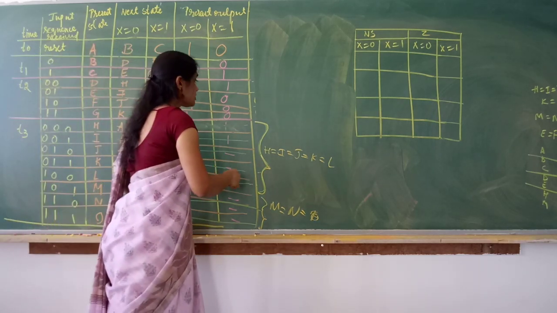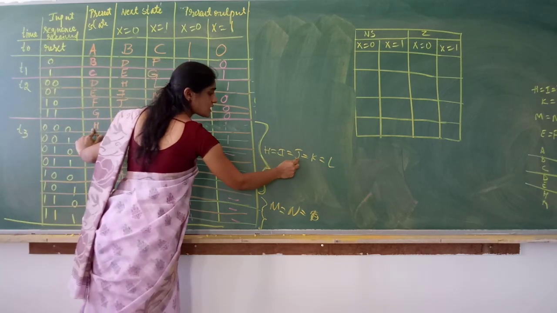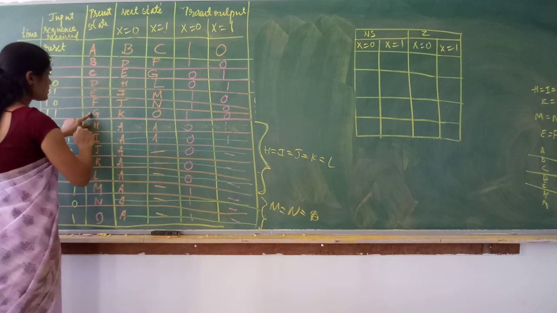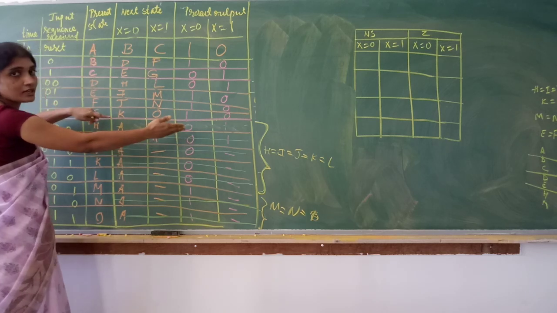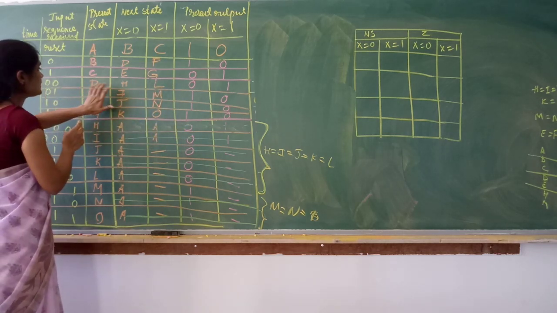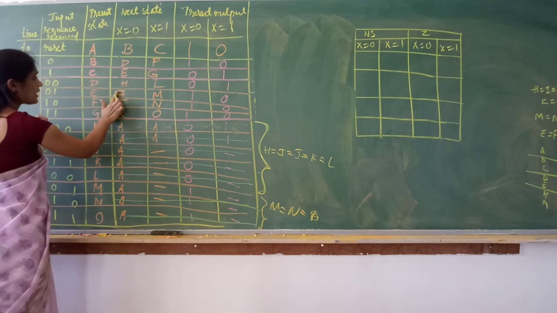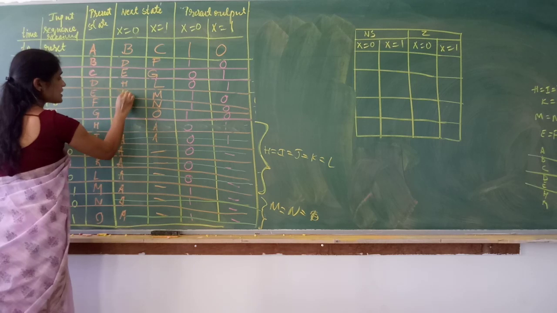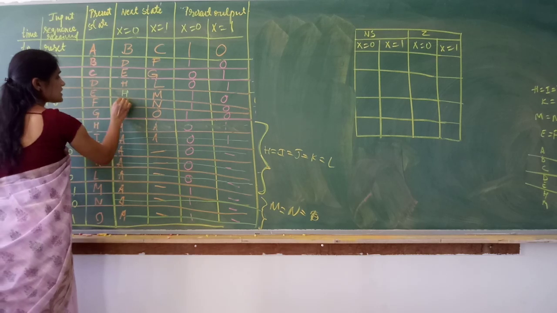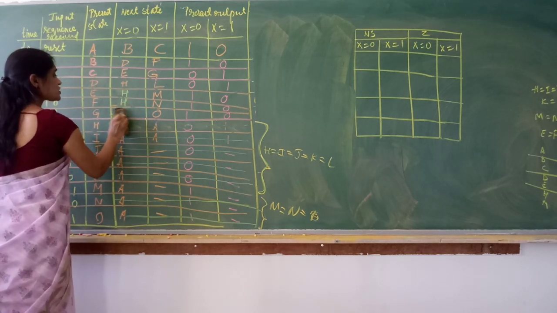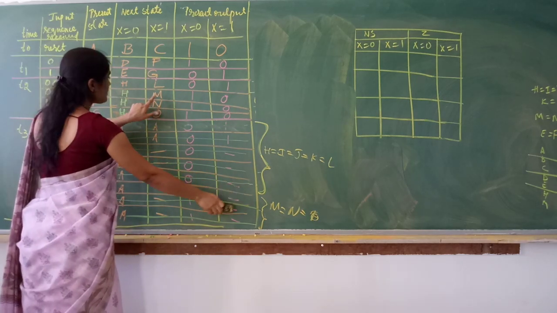Okay, another table. Before I write, look here. H is same as I is same as J, K, L, correct? So now, again you have to compare the remaining rows, substituting these values. I is same as H, because I is equal to H. J is equal to H. K is also equal to H.